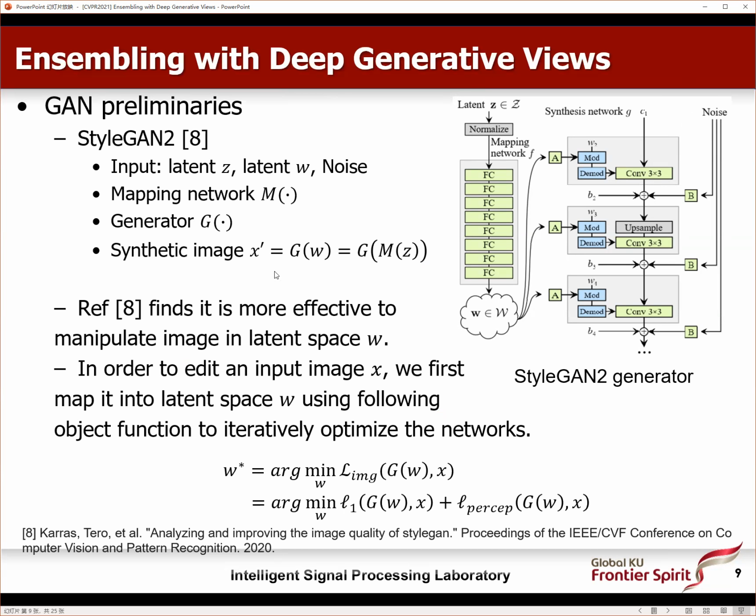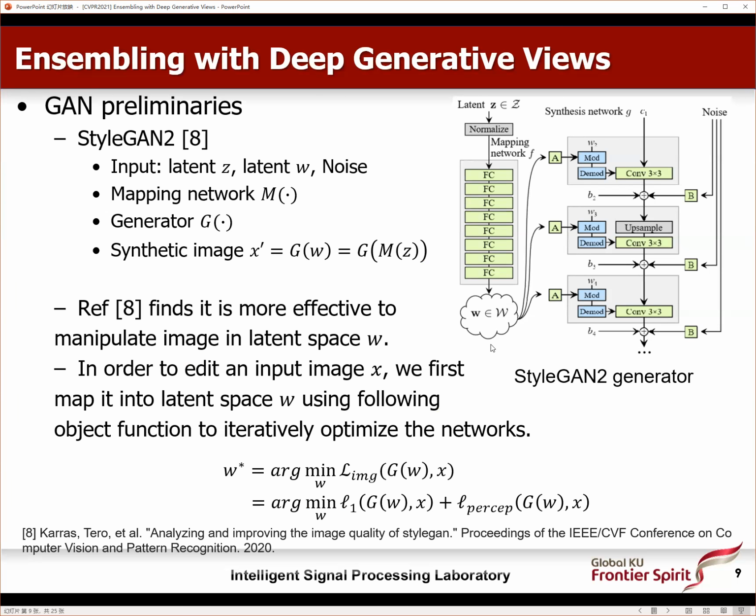If we want to synthesize an image, we need to start from the latent vector Z. We pass it through the mapping network M, and then we get the latent vector W. We use this W as a style vector and send it into the generator to generate our desired image X here. According to the StyleGAN2 paper, it is more effective to manipulate an image in the latent space W.